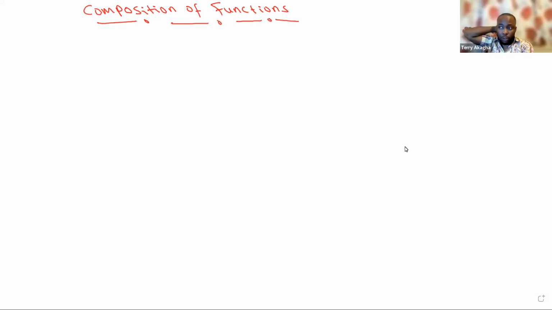Here, I'm going to talk about composition of a function, or composition of functions. Basically, it is a chain of functions built up such that the output of one function is the input of the next.